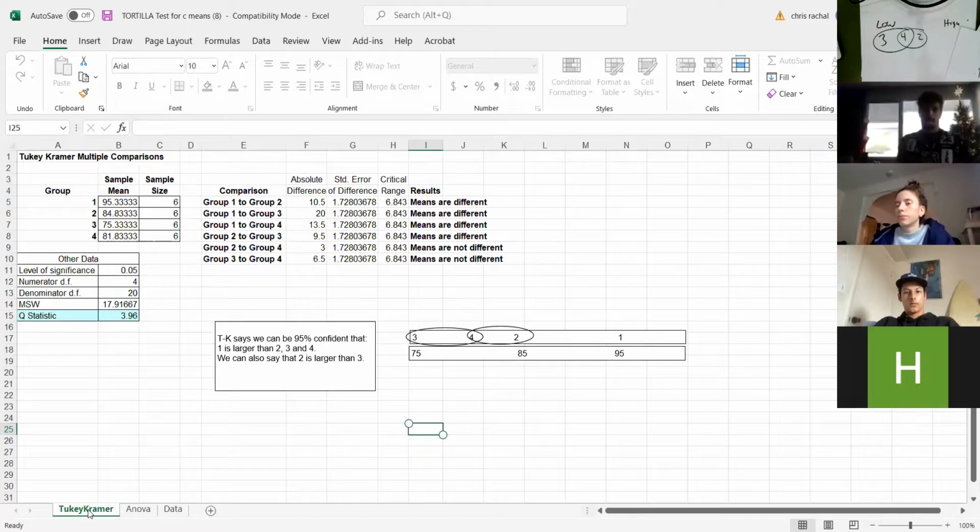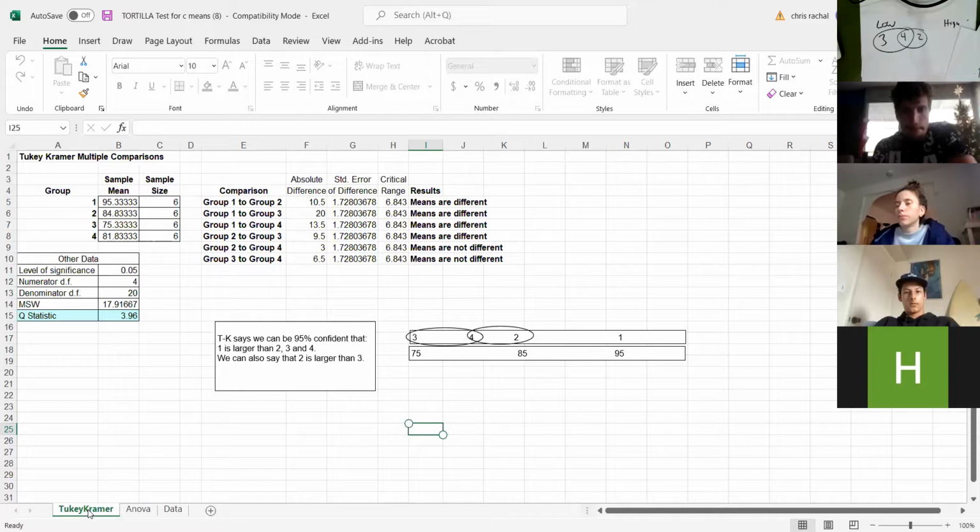Yeah. And you look at, it's comparing group 1 and group 2. And then if you go all the way over to the right where it says I, that says the results. Are they different or are they the same? And those results are based off of the critical range on H. So that critical range means that it's got to be higher than that to be different. The critical range, and then what the absolute difference is.